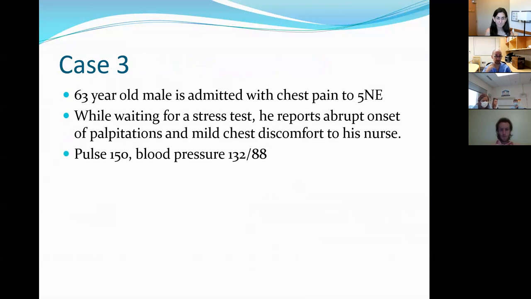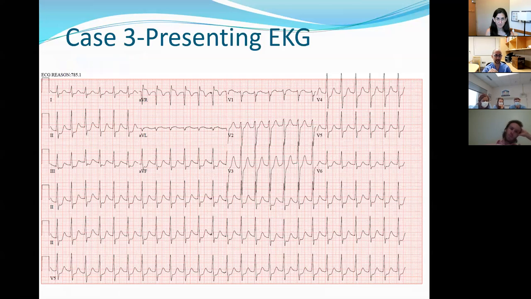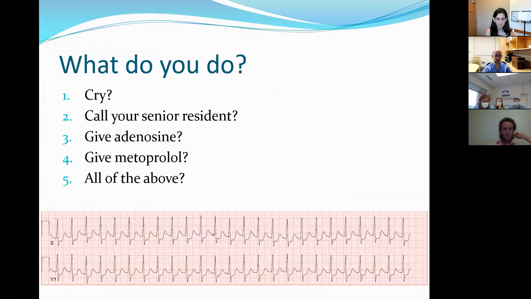All right, case 3. So you have a 63-year-old male who's admitted with chest pain to 5 Northeast. While waiting for his chest test, he reports the abrupt onset of palpitations and mild chest discomfort to his nurse. His pulse is 150, his blood pressure is 132/88, and he has this ECG. And I'm going to give you 2 leads this time, not just 1. And so what are you going to do?